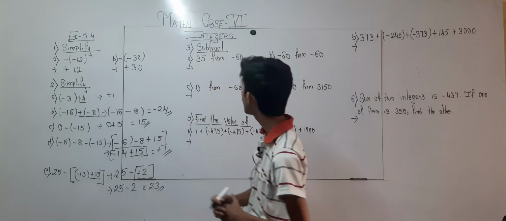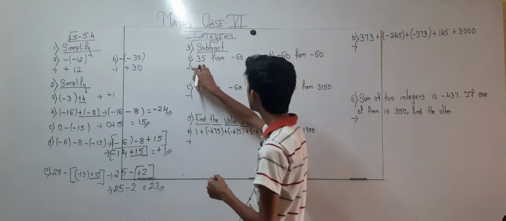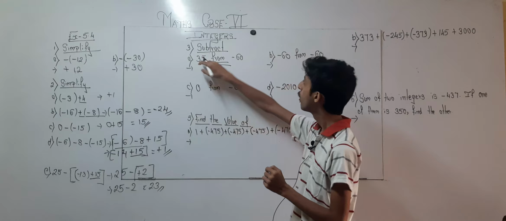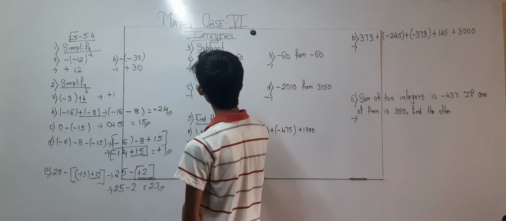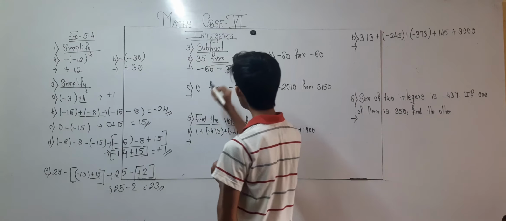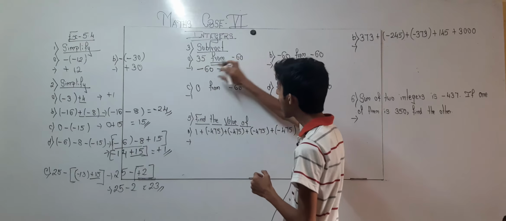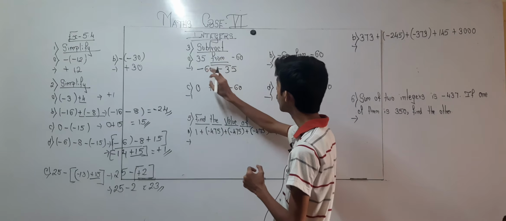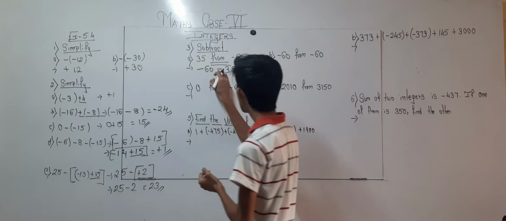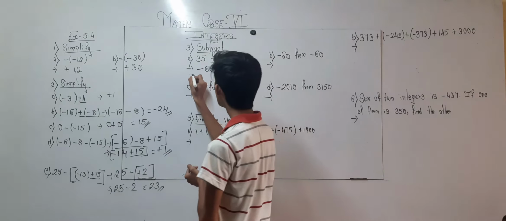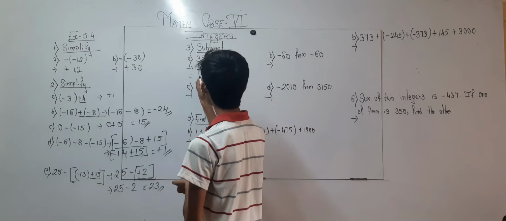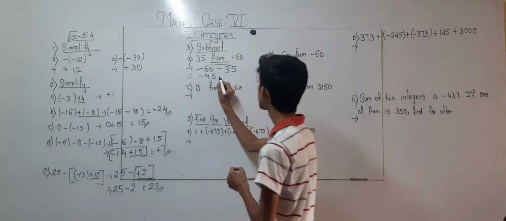Now moving on to question number 3. Subtract the following. 35 from minus 60. So minus 60 will be coming from, then the subtract sign and 35 will be coming. Now see over here again minus signs are there. So what we will do? We will do the addition. So it will give me 95 and the sign of minus.